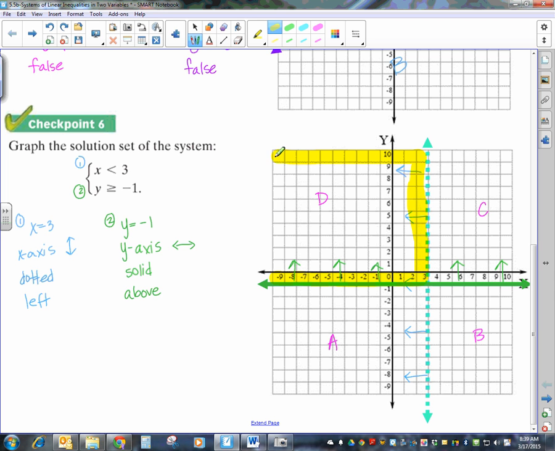So that is our solving systems of linear inequalities.